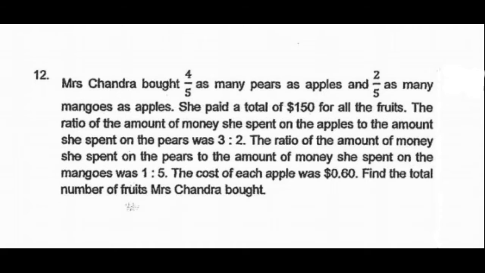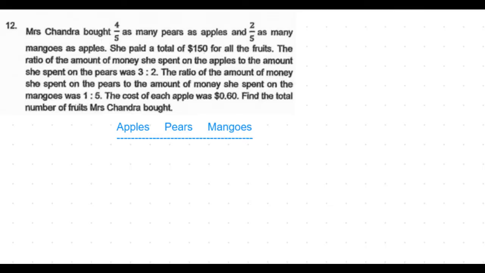Mrs. Chandra bought 4/5 as many pears as apples and 2/5 as many mangoes as apples. She paid a total of $150 for all the fruits. The ratio of the amount of money she spent on the apples to the amount she spent on the pears was 3:2. The ratio of the amount of money she spent on the pears to the amount of money she spent on the mangoes was 1:5. The cost of each apple is 60 cents. Find the total number of fruits Mrs. Chandra bought. So let's first chart down apple to pear to mangoes.